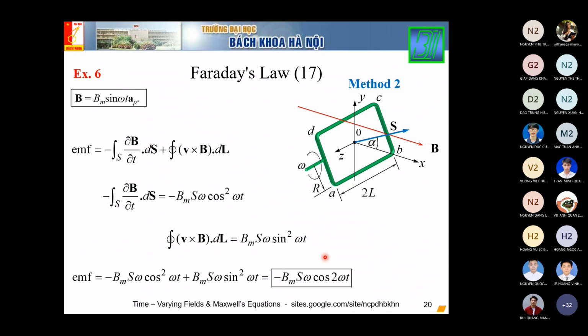Okay, but once again, you can see that the second method is much more complicated and time-consuming than the first one, because for the second method we have to compute 2 integrations. So if we have a choice, we should choose the first method based on the total magnetic flux.